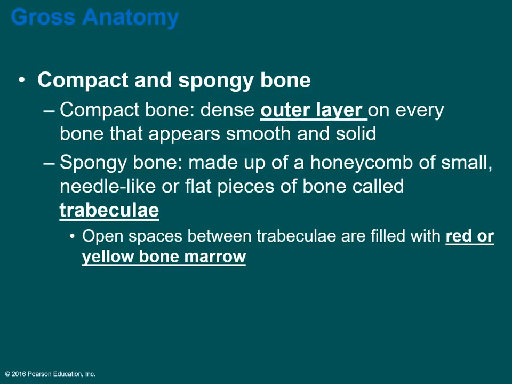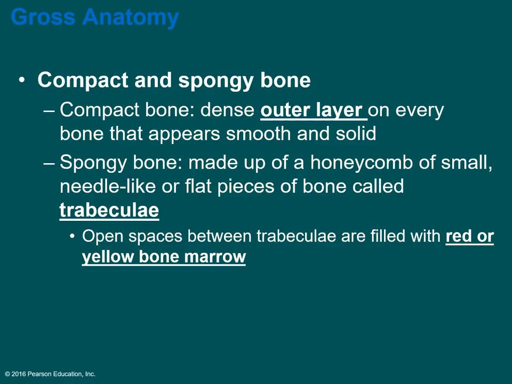So we look at the gross anatomy. You have compact and spongy bone. Compact bone is always going to be on the outermost layer. It's going to look very smooth and very solid. It's very dense. It's very strong. Spongy bone is always going to be in the interior. And it gets its name because it looks like a sponge.